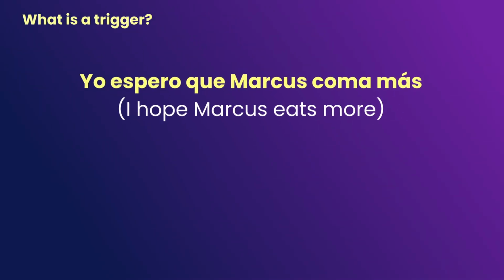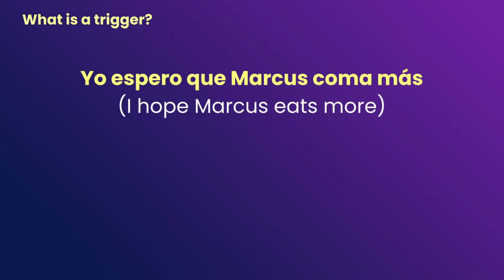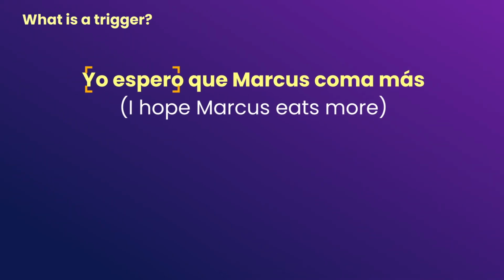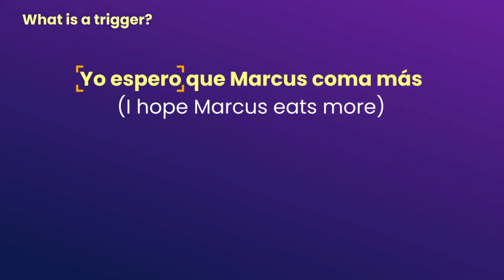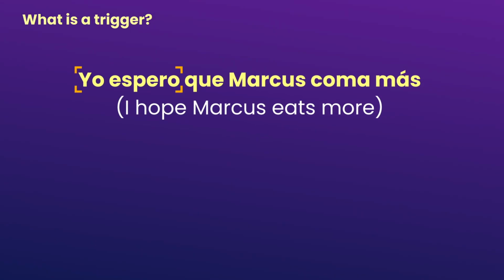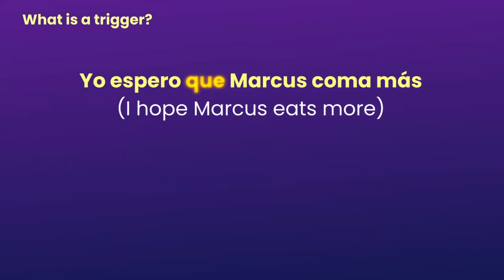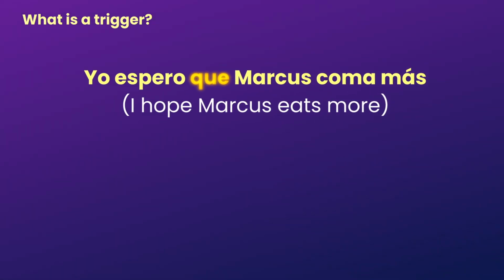When we talk about a trigger, we're describing a specific verb or maybe a phrase that is located in the main clause. This verb is a signal that tells us that whichever verb comes after the conjunction que in the subordinate clause has to be conjugated in a subjunctive form.